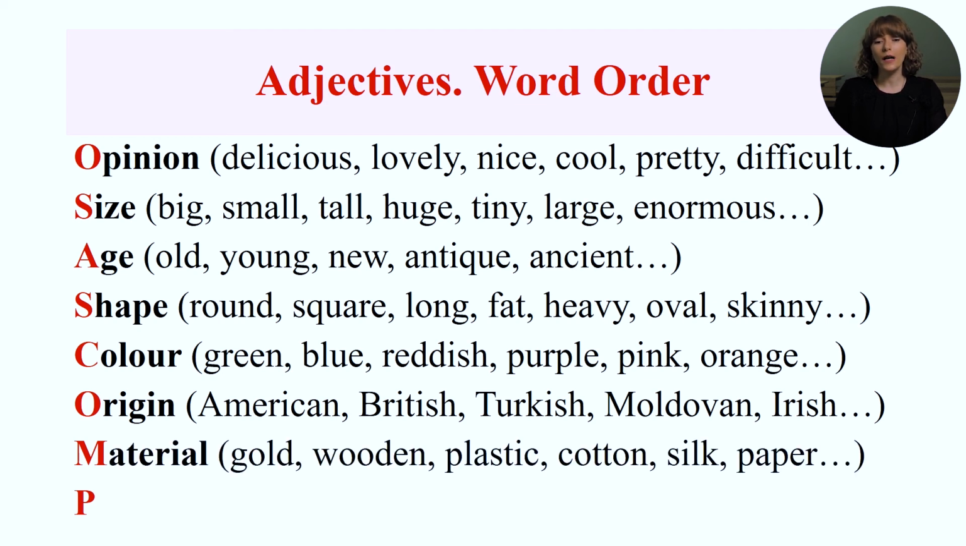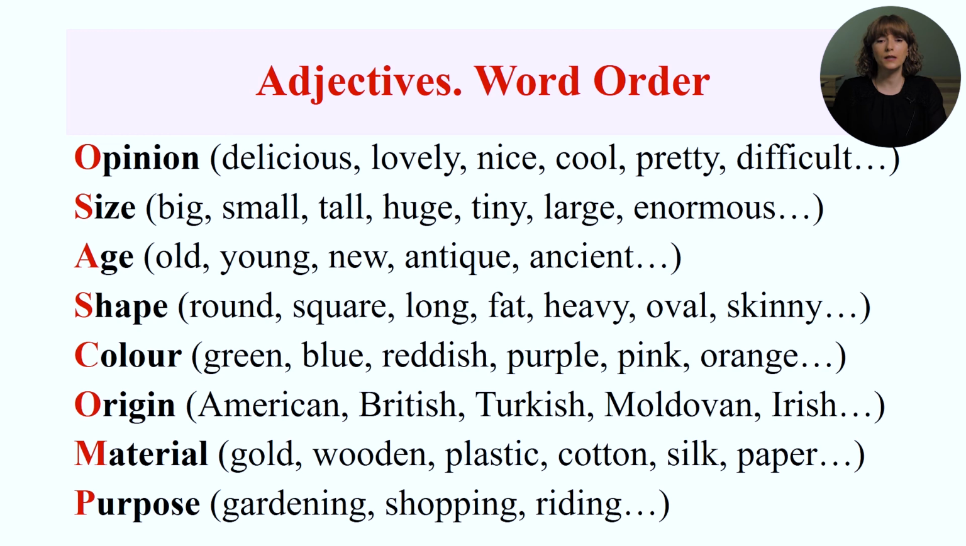Material. What is the thing made of, or what is it constructed of? Examples: gold, wooden, plastic, synthetic, silk, paper, cotton, silver. The last one is purpose. What is it used for? What is the purpose or use of this thing?